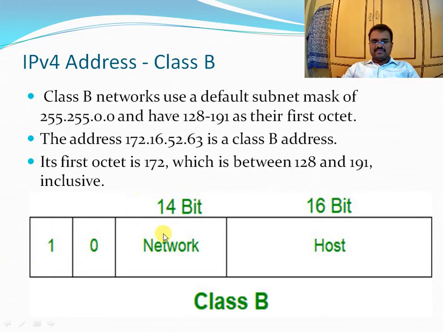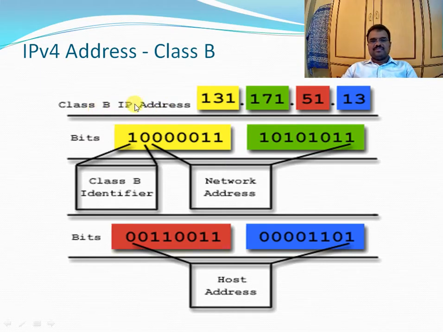14 bits are used to identify the network address, and 16 bits are used to identify the host address. So here in this example, class B address 131.171.51.13, if we convert the entire number into binary, the first 2 bits, 10, are used to identify the class B identifier, and the remaining 14 bits are used to identify the network address, whereas these 16 bits, 8 bits and 8 bits, are used to identify the host address. So this is the class B addressing scheme.